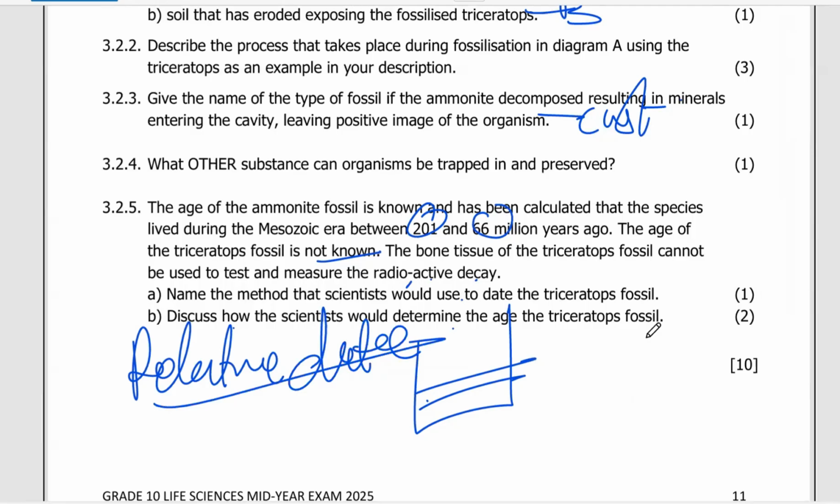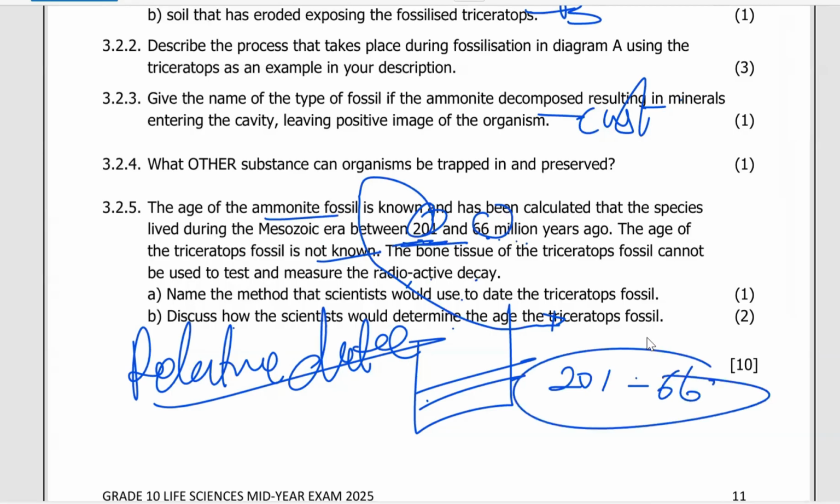So basically, it means that if the ammonite lived between 201 million years ago and 66 million years ago, definitely it's the same age as the Triceratops. If they are found at the same layer, and all of them were in the same age or area, same layer of the soil, therefore even Triceratops will have the same range. Why? Because it is found in the same what? Same layer of what? Of soil.